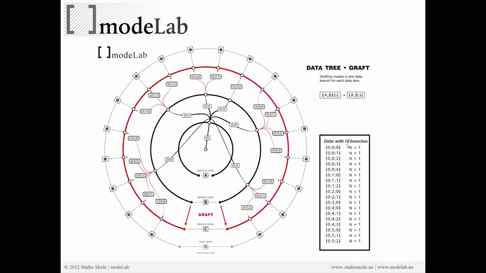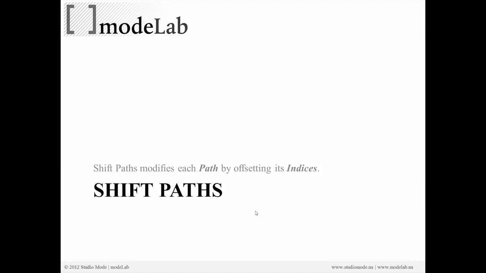Okay. We should be pretty comfortable with that. And remember, as we go through this sequence, if you have any questions, just drop them into the questions window. Okay, so graft is growing a new branch for every item in every list. So the opposite of a graft is actually called shift.